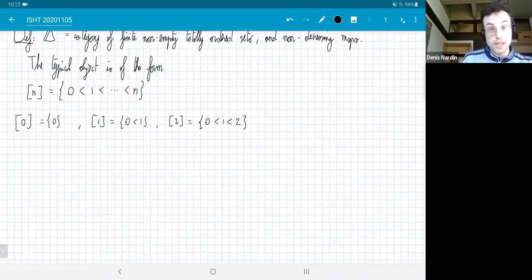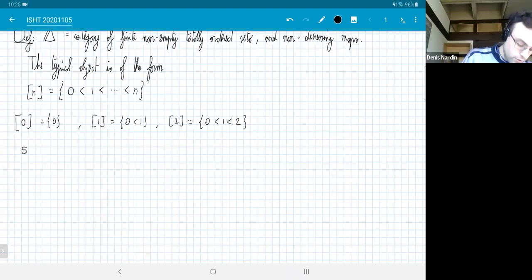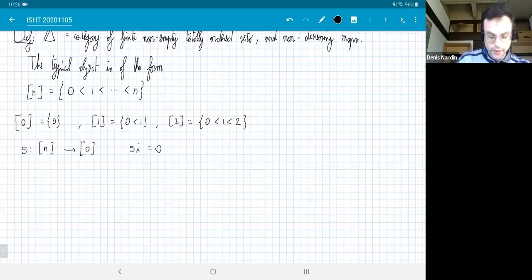And there are maps between these objects, and actually let me mention a bunch of them. For example, there is the map that I'm going to call s from n to 0, which does what it has to do, since s(i) = 0 for every i.